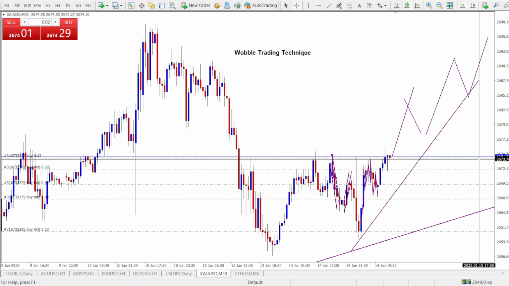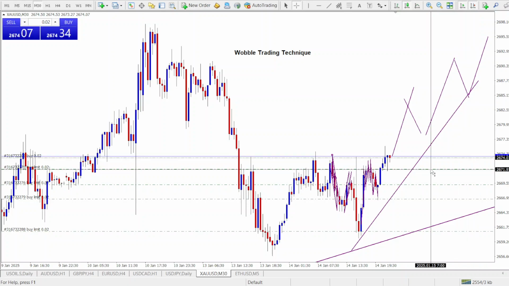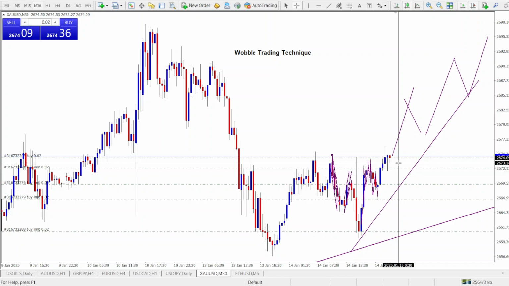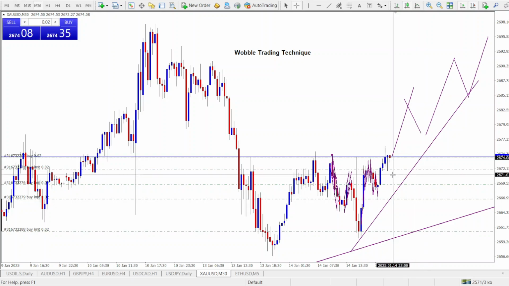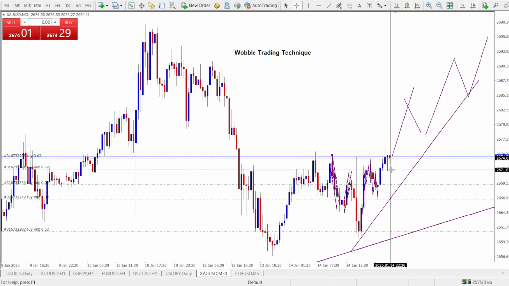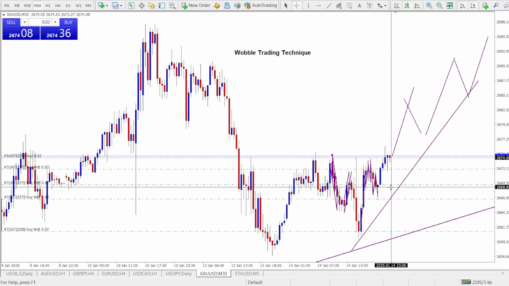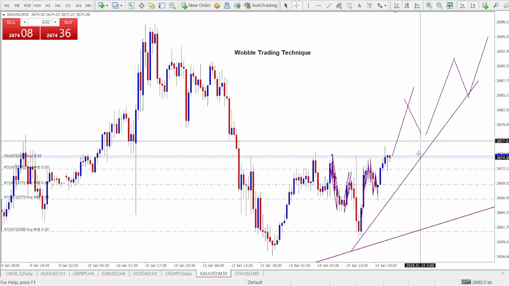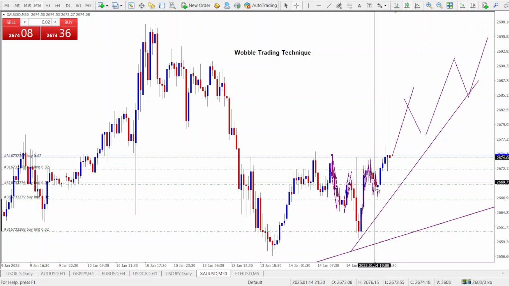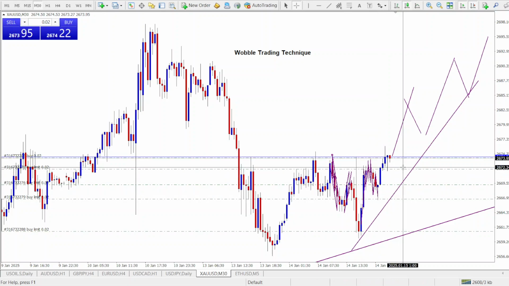Now here are some quick tips to help you master the Wobble technique. Always plan your trades before you start. It is very important. Know your entry and your exit points. Calculate your entry points before you go ahead to enter. You can use reversal points, points of pullbacks, the closure of pullbacks. For example, in a buy trend, you can be targeting swing lows for your entries. So you have to calculate ahead of time. Know your entry and exit points.